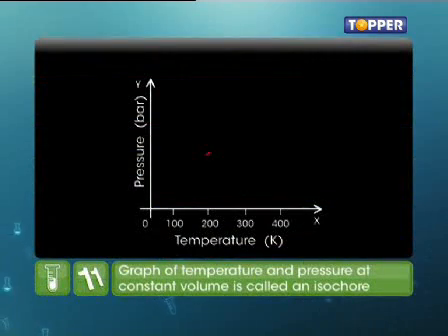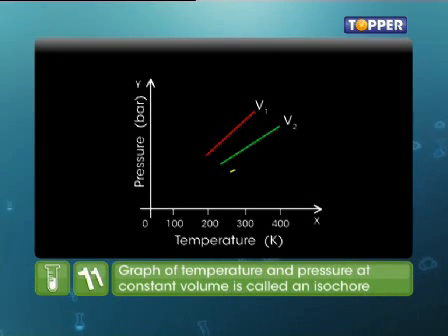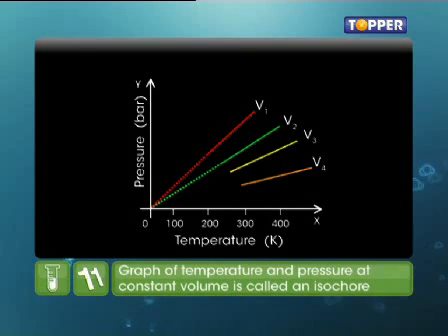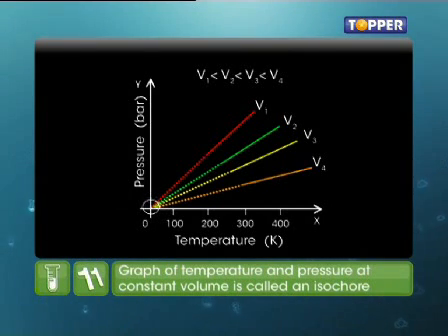Let's look at a graphical representation of Gay-Lussac's law. By keeping the volume constant, variations in temperature and pressure are studied. The graph is obtained at a constant volume and is known as an isochore.